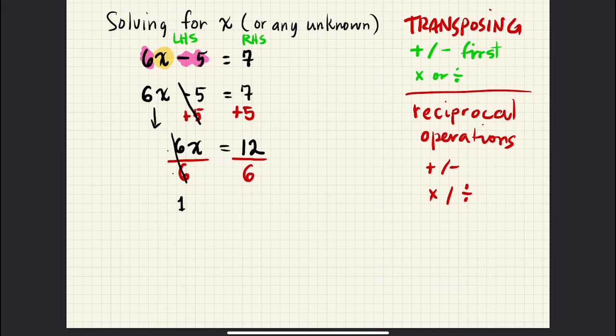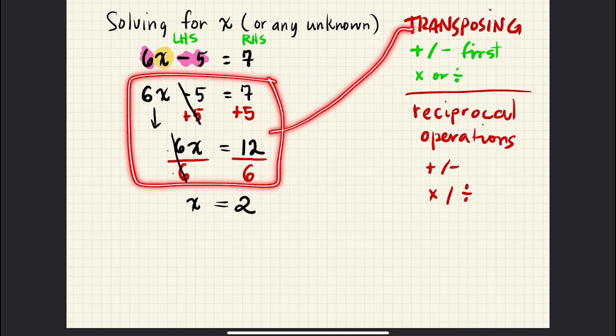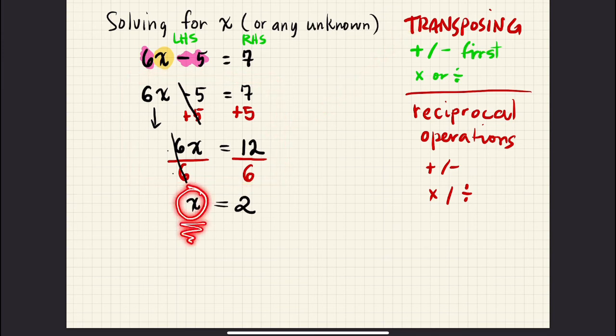So you're left with 1x. And if the coefficient is 1, do we still need to write it? No. So that's why x is left by itself, equals 12 divided by 6, which is 2. Do you see? We started out with 6x minus 5 on the left-hand side, but by transposing step by step, x was left by itself, and we were able to calculate the value of x equals 2. So that is the beginning.